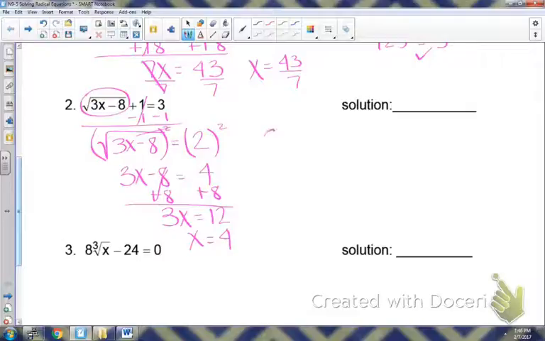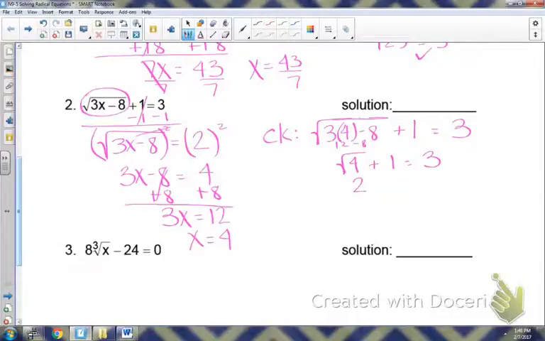Okay, so we're going to check that. We replace x with 4. That gives me 12 minus 8, which would be 4. The square root of 4 is 2. When we add 1, we do get 3, so that works out. x equals 4. And again, we are not going to have two answers on these because the exponent would always be a 1/2 or a 1/3 or a 1/4, so that top number would always be a 1.